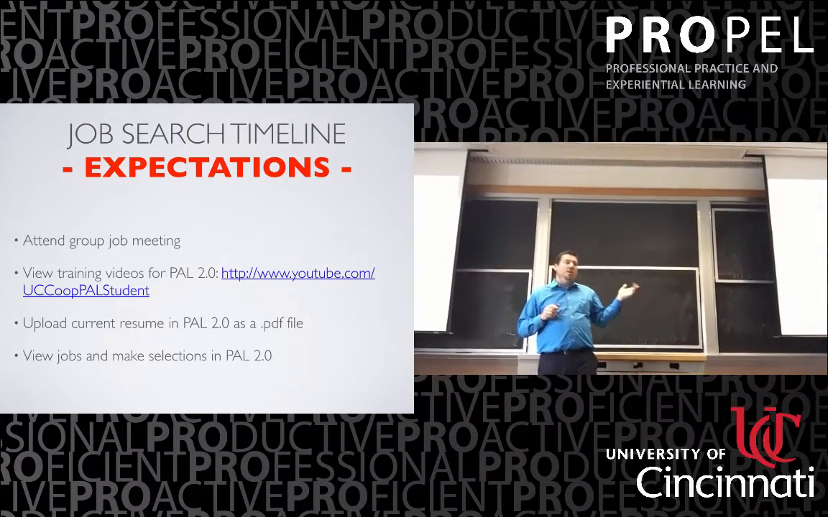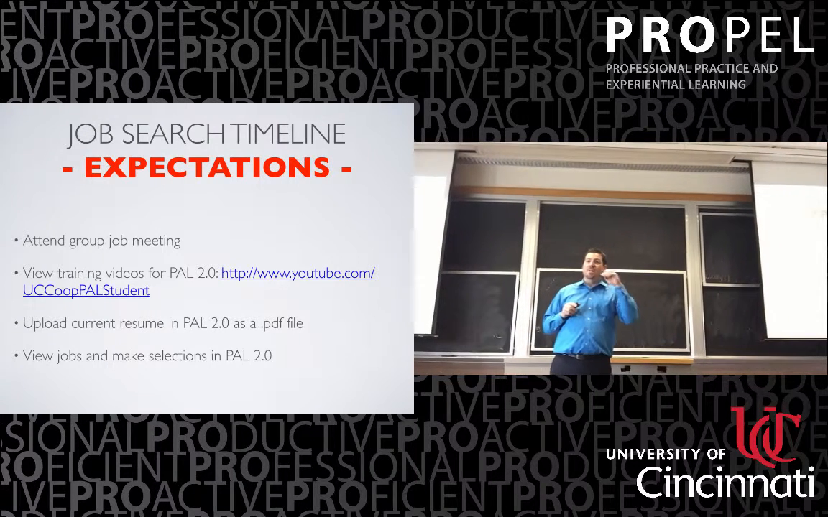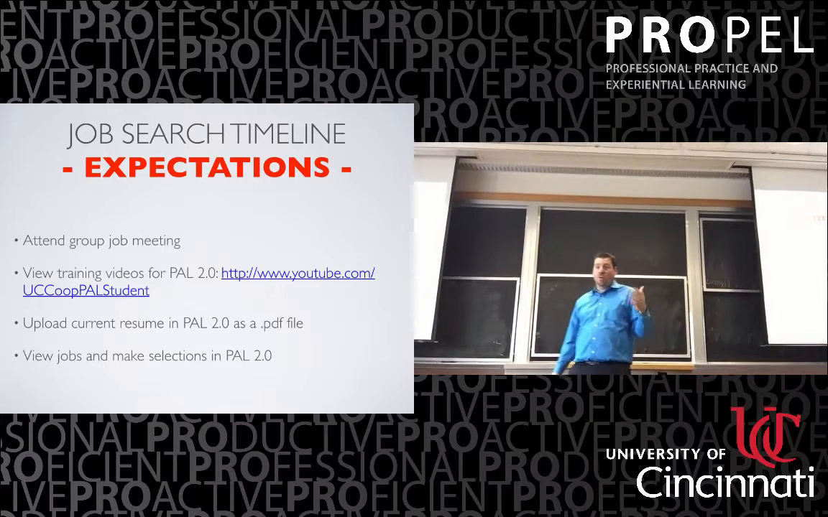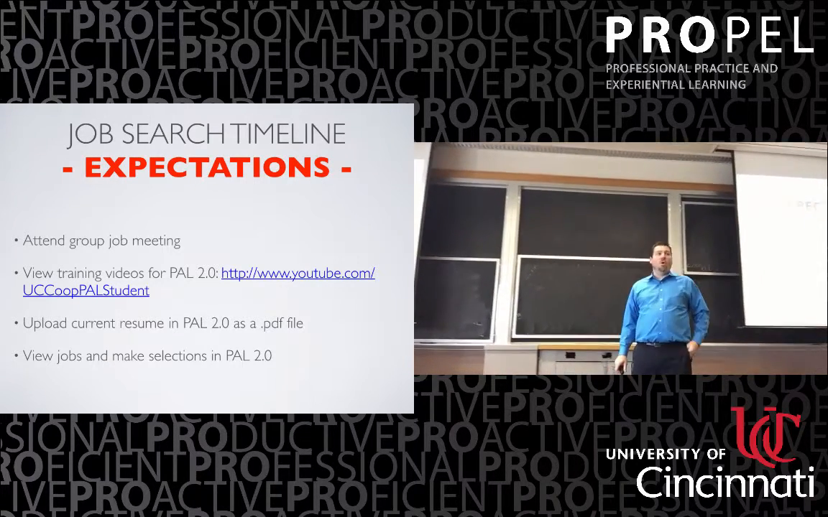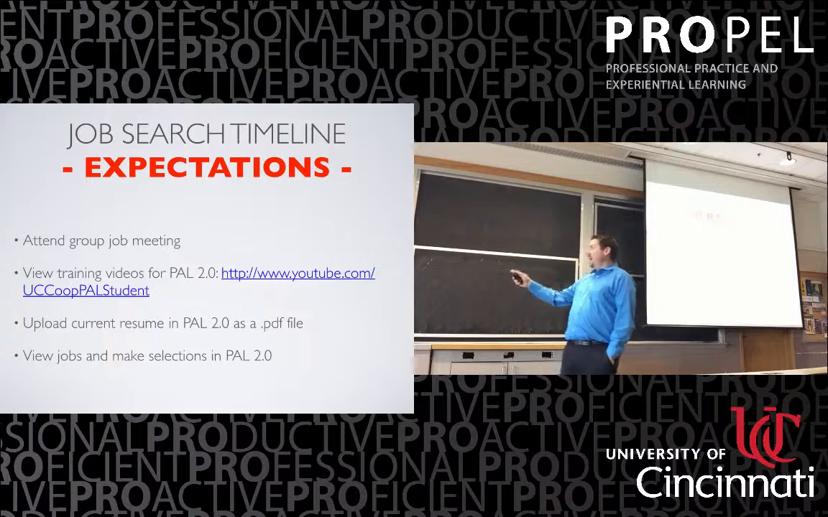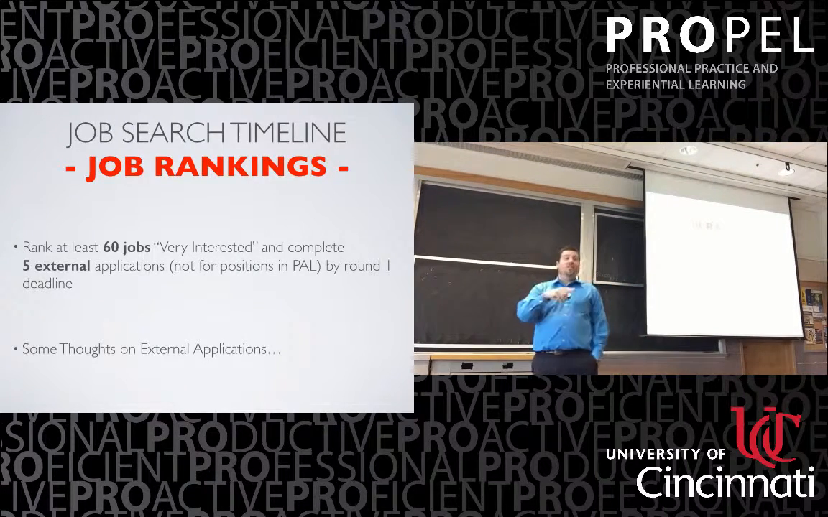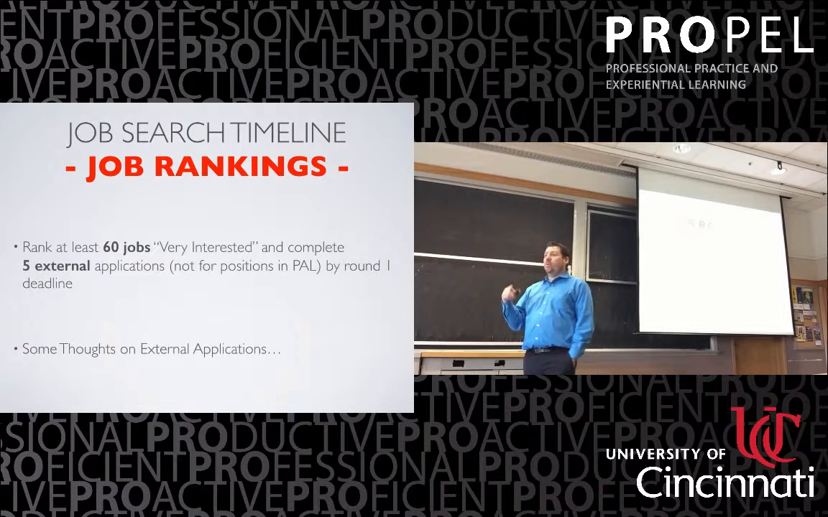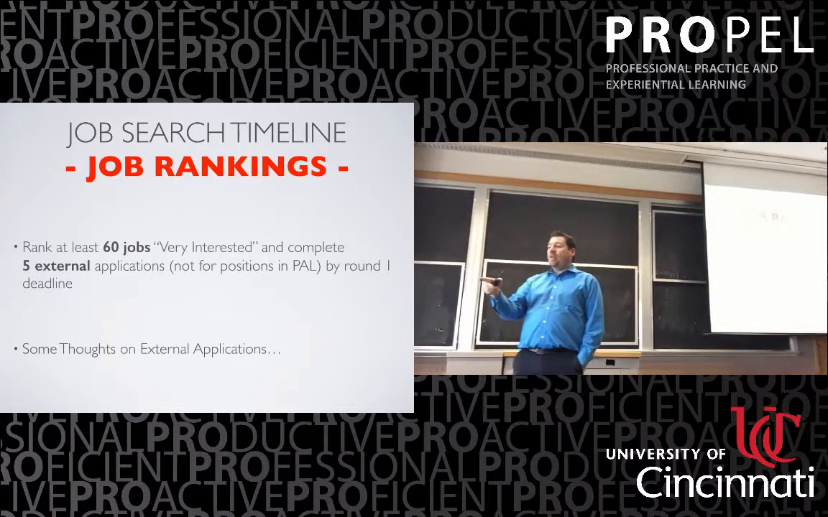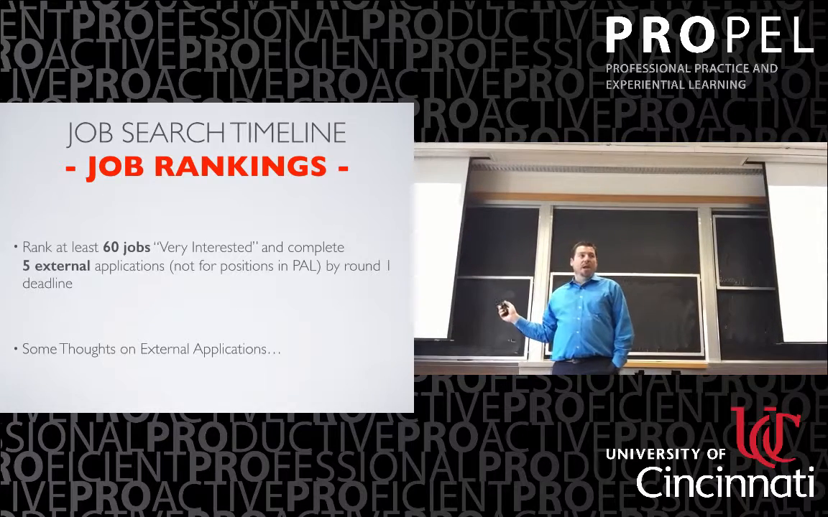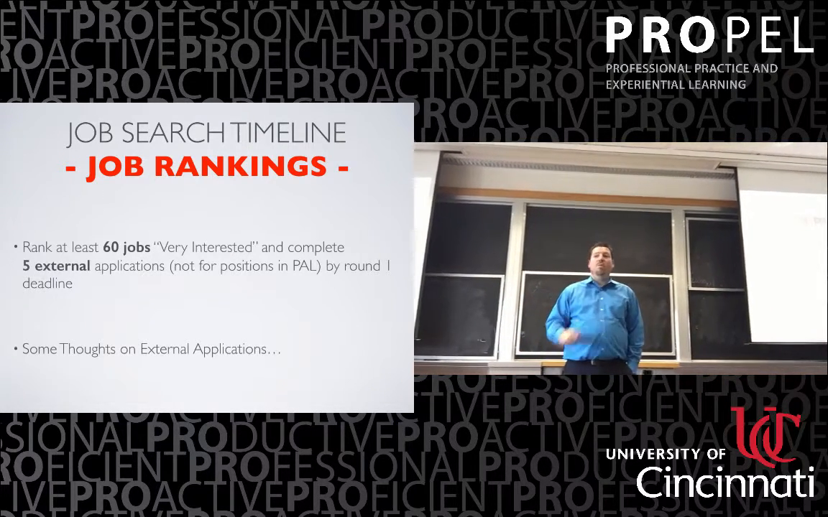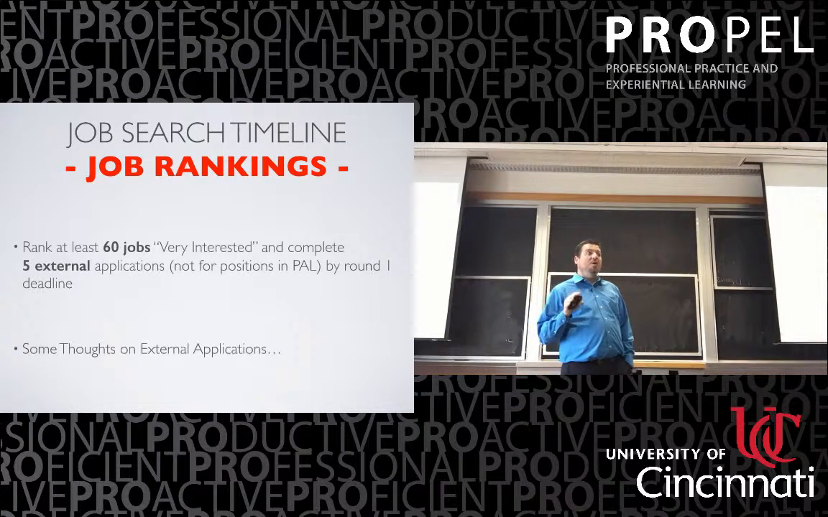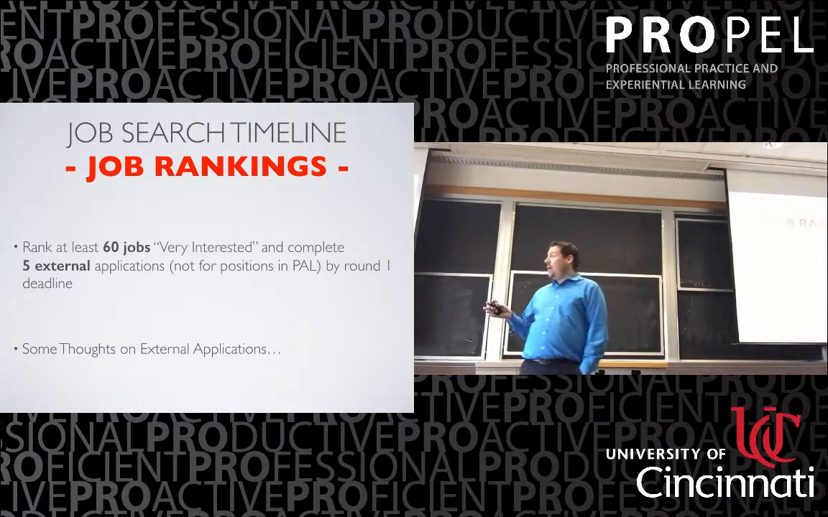View jobs. I expect that you go into PAL and look at jobs. That's a pretty no-brainer expectation, because otherwise how else are you going to find a job? You can do things on your own, and I encourage you to do that. But I would expect that you go into PAL and rank positions. Speaking of ranking, you need to rank at least 60 positions in PAL by the first round when resumes go out. The key dates are on that document. I'm going to talk about dates a little bit later. But by the first round, you need to have ranked 60 positions as very interested. Earlier, I just told you that there are 350 of them in there, so that doesn't sound like a bad thing.